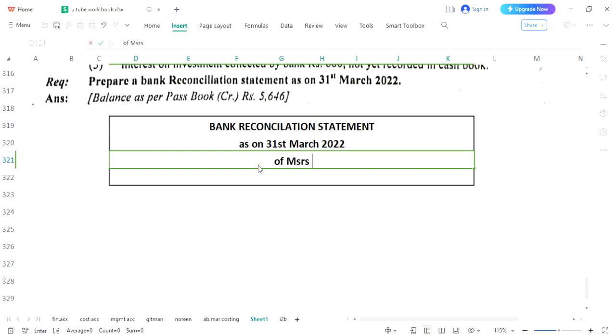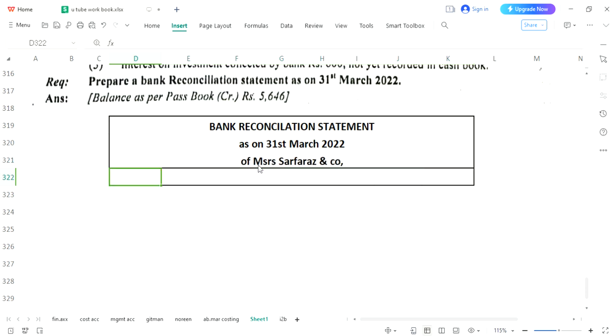Messrs Sarfaraz and Company. In this way our headings are completed. Here we will write add or less, then we will put detail, next debit or credit, then we would have amount and again amount. In this way our headings are completed. Now we will start our question.